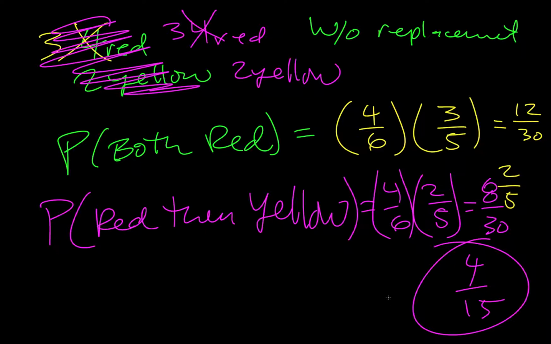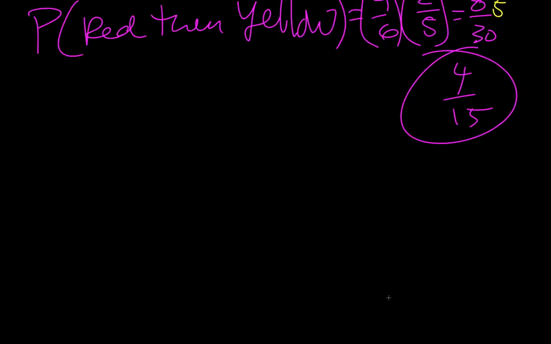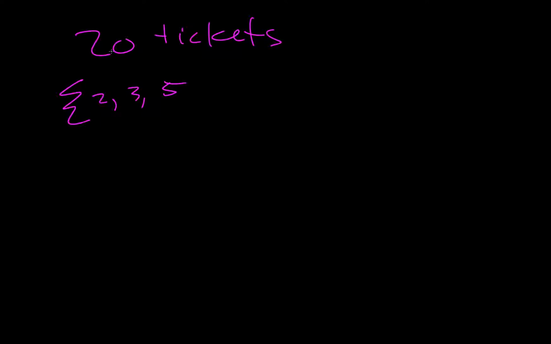Now we're going to move on to example 18. A hat contains 20 tickets, numbered 1 through 20. If 3 tickets are drawn from the hat without replacement, determine the probability that they are all prime numbers. Let's just write down the prime numbers that we have between 1 and 20.